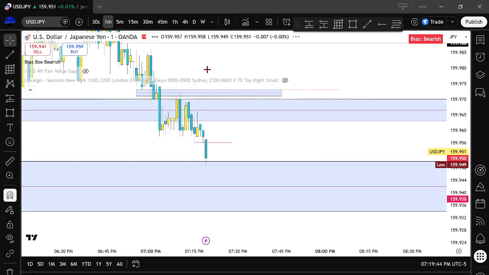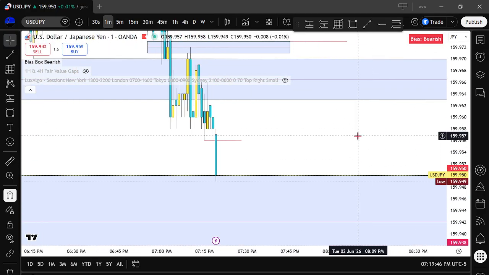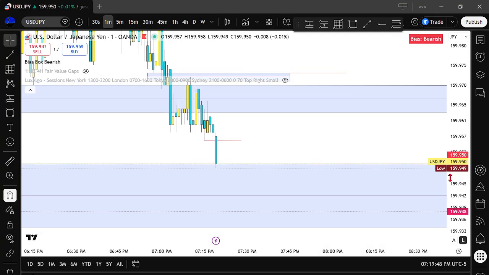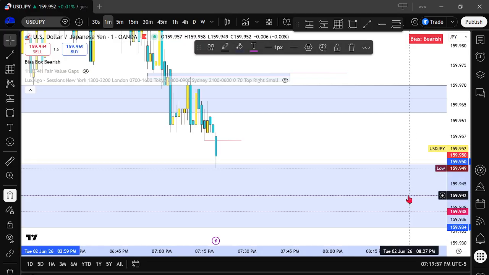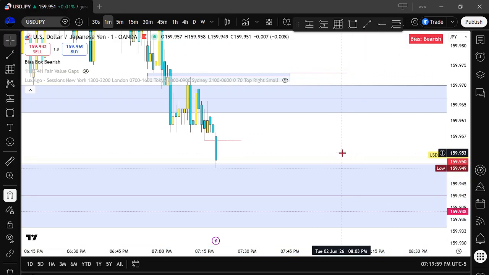You're gonna want to move further into that corner. So I'll enter here. I think it's gonna move further into this gap, so I'll close a couple contracts halfway through this gap. So I'm in there.